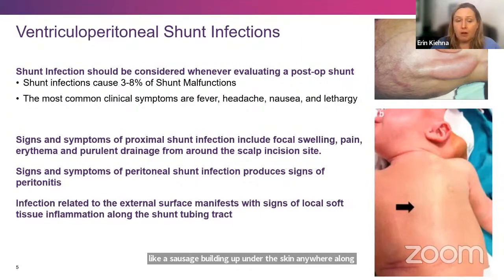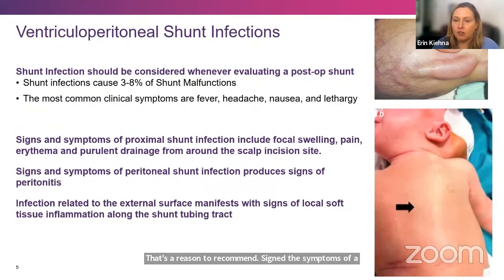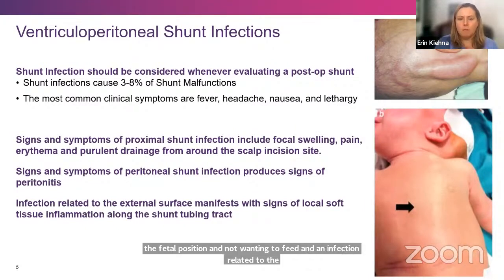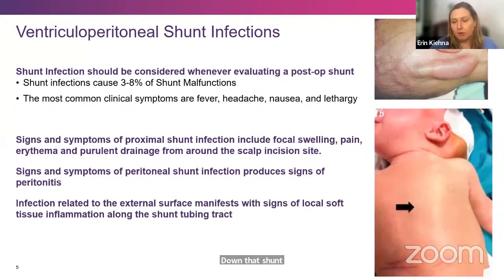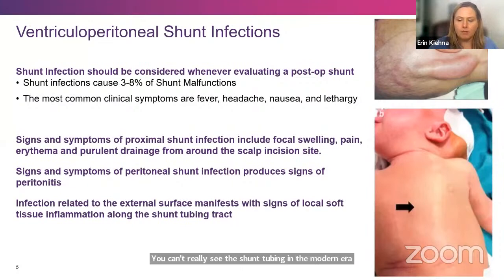Signs and symptoms of a peritoneal shunt infection produce peritonitis, so an abdomen that's tender. Or a child that's curled up in the fetal position and not wanting to feed. And an infection related to the external surface of the shunt manifests with signs of local soft tissue inflammation down that shunt tract. So once again, in most children you can't really see the shunt tubing in the modern era, you see swelling going down that.